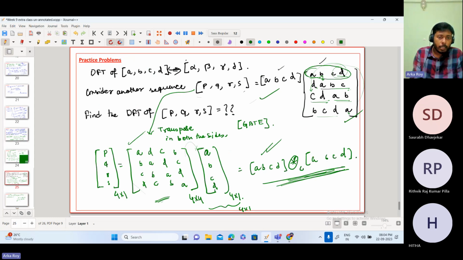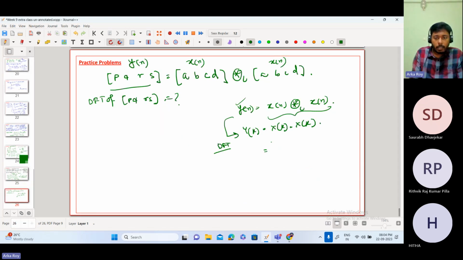So, had I been given the DFT of the original sequence ABCD, I am able to find out the final DFT output for PQRS. So for ABCD, the DFT is alpha, beta, gamma, delta.